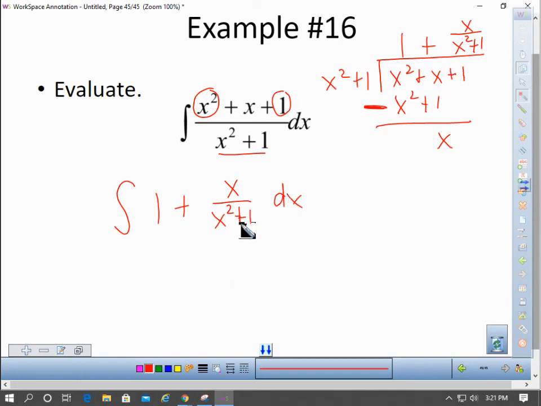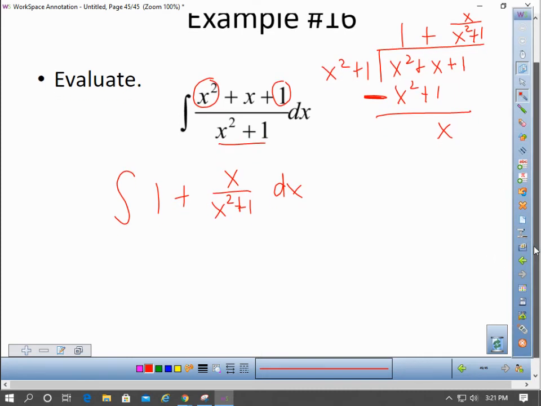And that's what I was talking about, that you can kind of see that in this problem. This is kind of an easier problem. I see an x squared plus 1 in the numerator. So that's my whole 1, and then I have a remainder of x left, x over x squared plus 1. So this one was kind of an easy one to see where it was going to end up going. So now I'm ready to do my antiderivative.